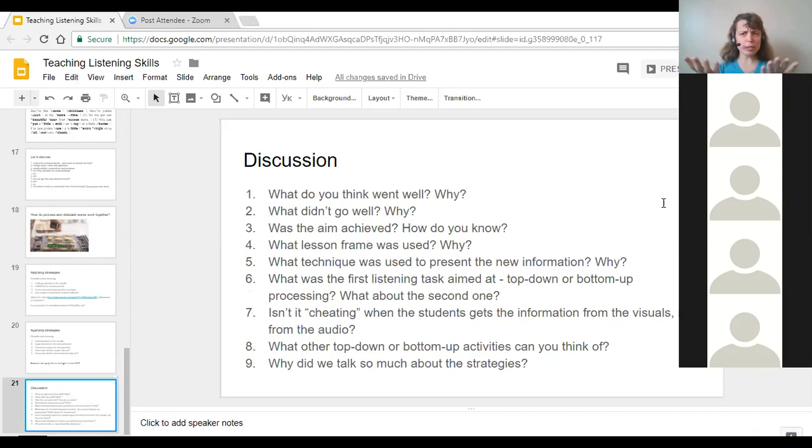So when he just looks at the video without any audio and gets some information, isn't it cheating? We kind of discussed it at the beginning. No, it's not, because that's what we do in real life. We see stuff that we talk about, and top-down processing is extremely important for beginners. It's their main source of information, actually.